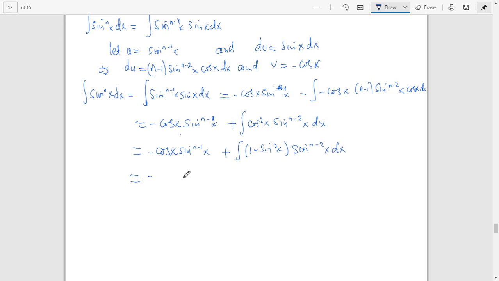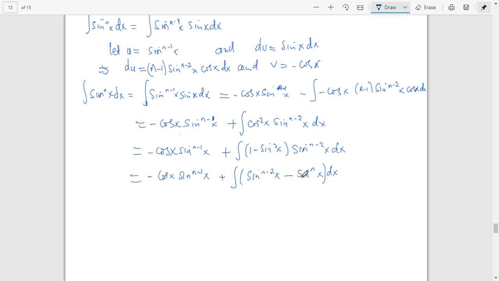Next, I'll split that difference. If I split the difference, I'm going to get 1 times sine to the power of n minus 2 x, and then minus sine squared times sine to the power of n minus 2, which is just going to be sine to the power of n, because the power will be n minus 2 plus 2, which is just n. So I'll have sine to the power of n x dx.